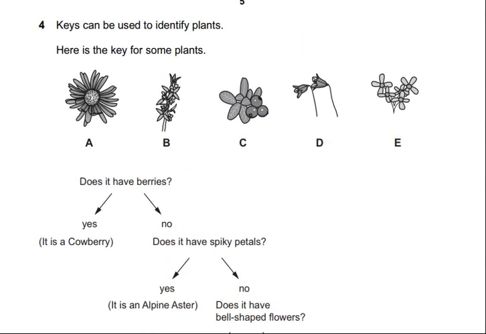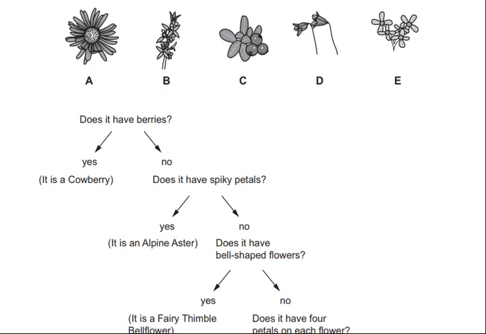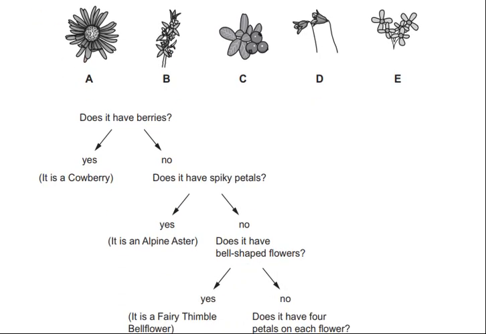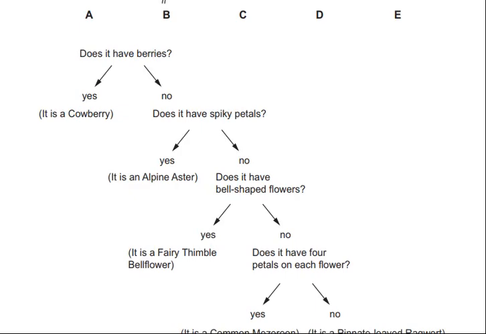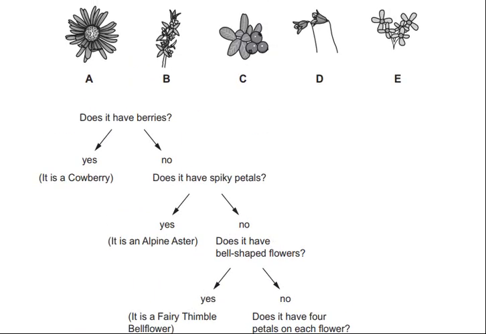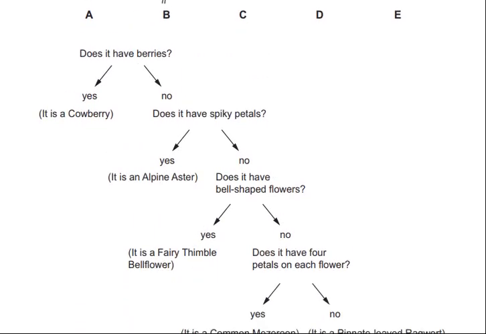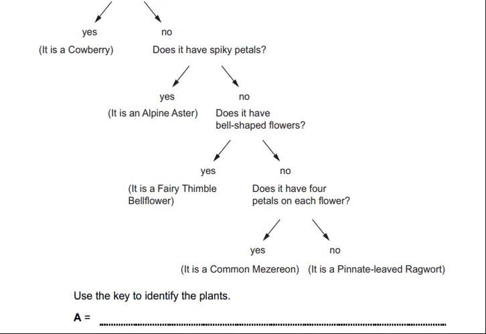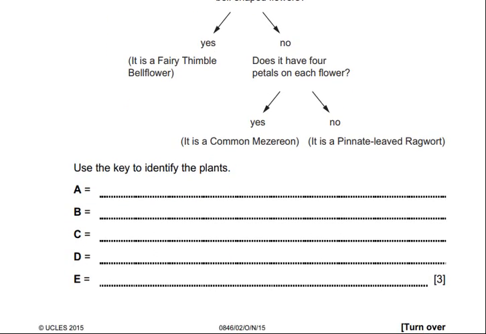Now only E is left. Okay, and again we will start with the first question. Does it have berries? No. Does it have spiky petals? No. Does it have 4 petals on each side? Yes. If you look at it, each flower has 4 petals. Each side has 4 petals. So this means that it's common. It is a common mouse-ear. So the last one, E, we have to write down a common mouse-ear.